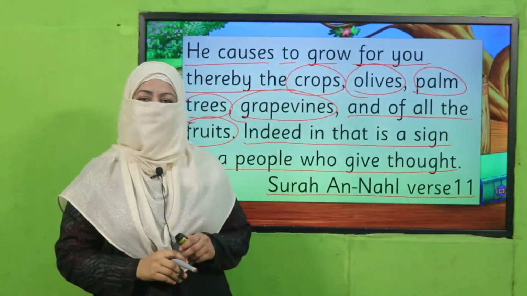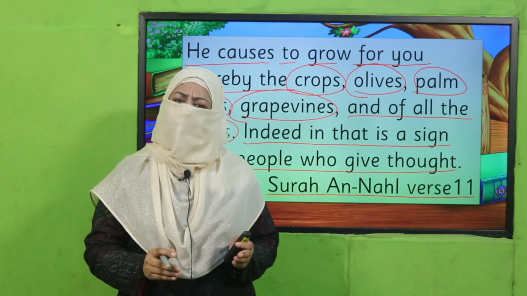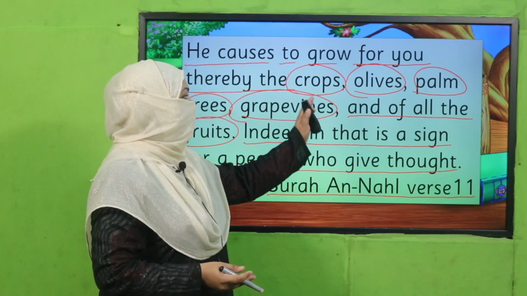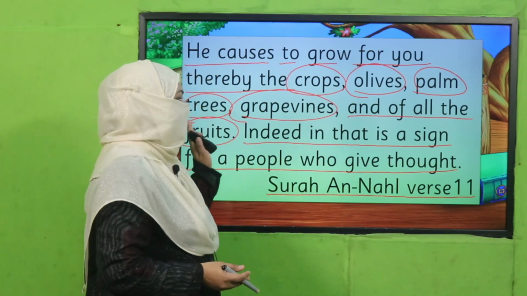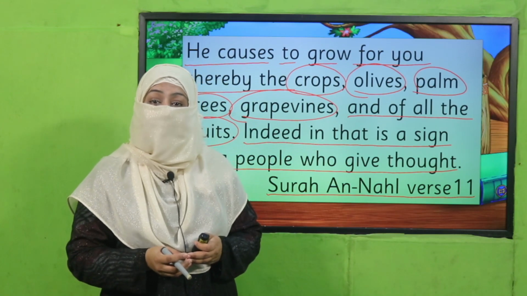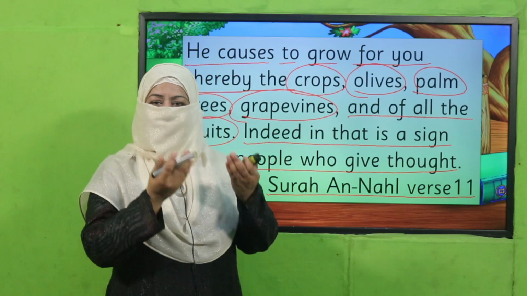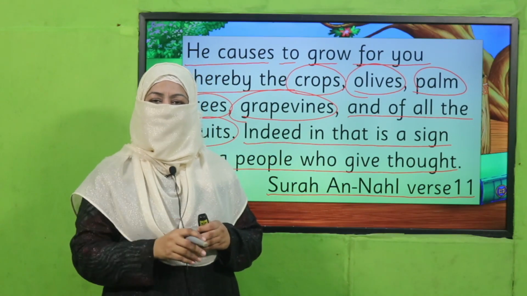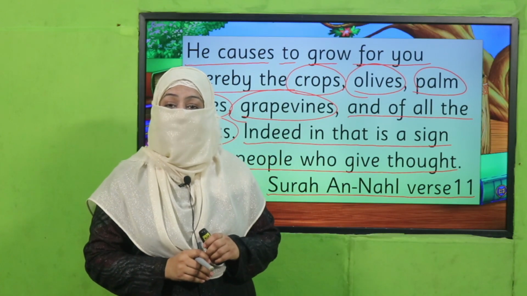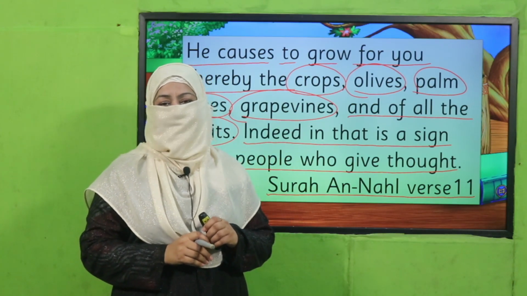Yes, my dear students, this beautiful verse is thought-provoking. Like from the same land, we grow different types of things. Crops, olives, palm trees, grapevines, subhanallah. So this is a sign of Allah subhanahu wa ta'ala. Who taught the land to grow? Now, like you have sowed the seed of grapes, so there will be a grapevine, subhanallah. So beta, these are the signs of Allah subhanahu wa ta'ala. We should be thankful for all these blessings.